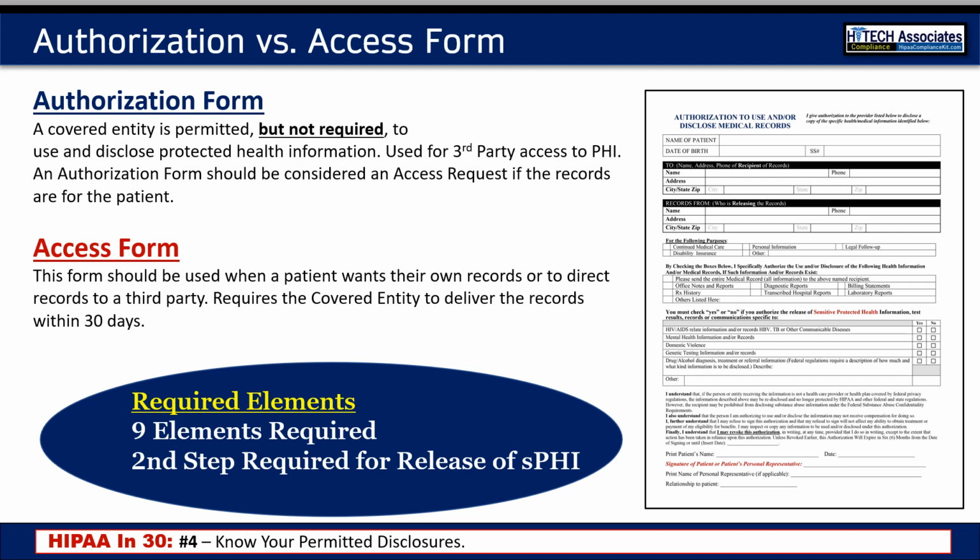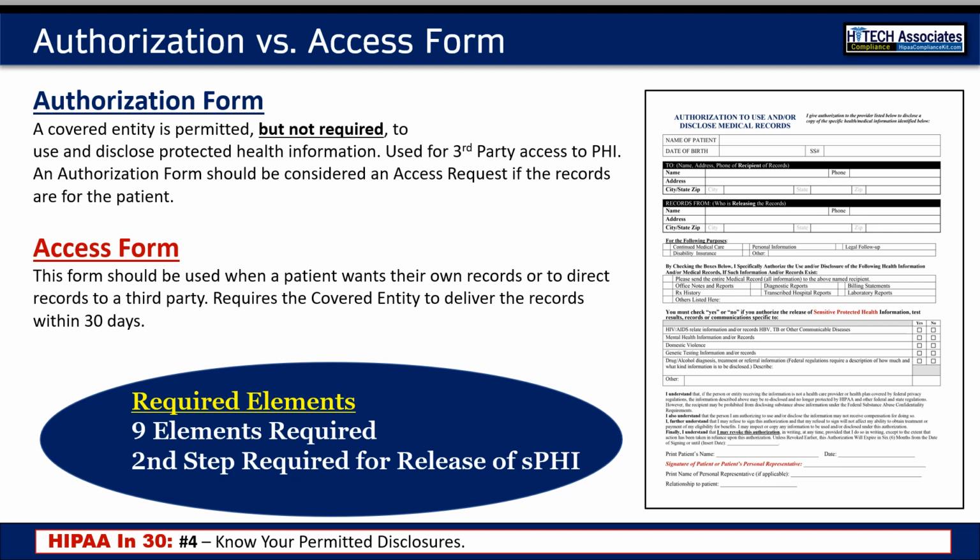An authorization has 9 specific elements that must be on there. It must include an expiration date, who the records are going to, the purpose of those records, and other required statements. An authorization permits but does not require your practice to release records.